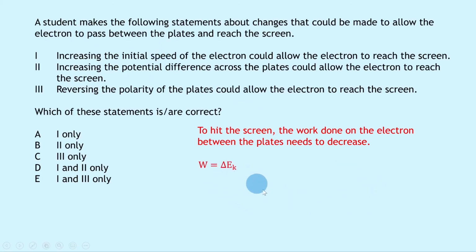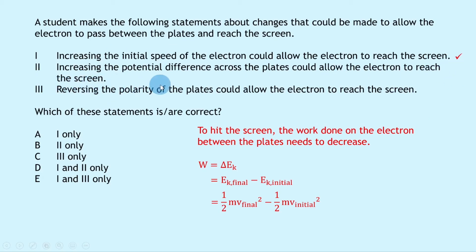So work done equals a change in kinetic energy, which is equal to the final kinetic energy minus the initial kinetic energy. And let's write this in terms of the expressions for kinetic energy, 1/2 mv final squared minus 1/2 mv initial squared. And therefore, if we increase the initial speed of the electron, i.e. increase this number here, then you're taking away a bigger number in this whole expression here. So that means that the work done value on the left will actually decrease if you increase the initial speed of the electron. So that means that that first statement is true.